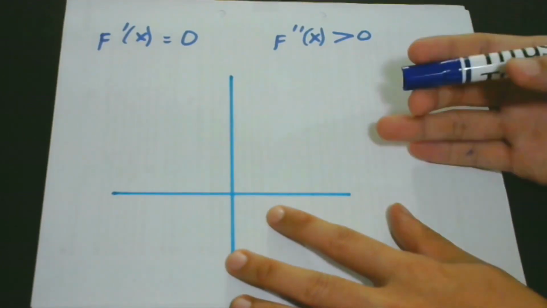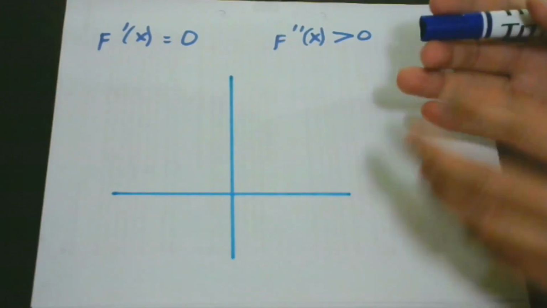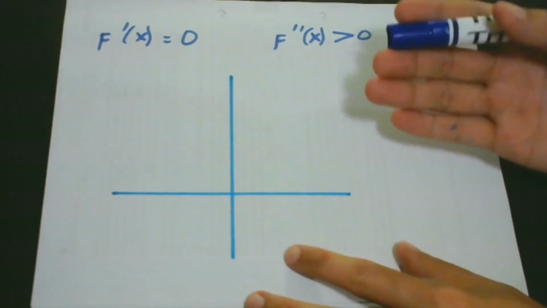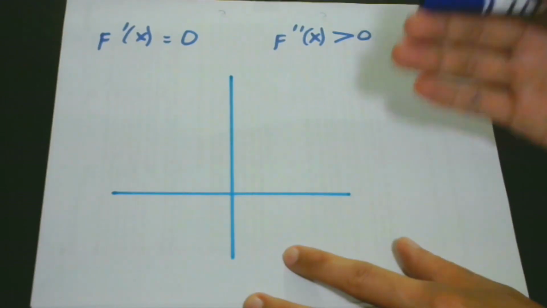Let me begin by saying that the second derivative is used to identify if a critical point is a local maximum, a local minimum, or a saddle point. So I believe you have already understood what a local minimum, a local maximum, and a saddle point are.